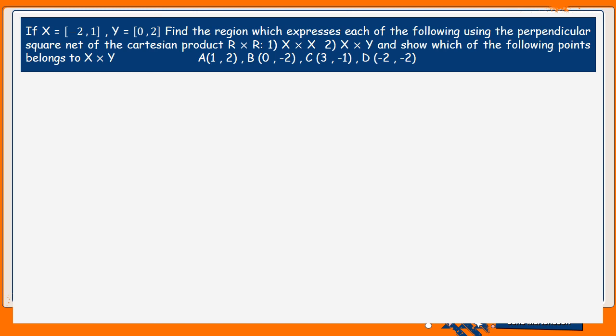We want to find the region, the place, of x equal to the closed interval [-2, 1] and y the closed interval [0, 2], using the perpendicular square net of the Cartesian product. First, we want to draw x cross x, and second, we want to draw x cross y. Then we want to plot the points A, B, C, and D on x cross y, and mention which point belongs to x cross y.